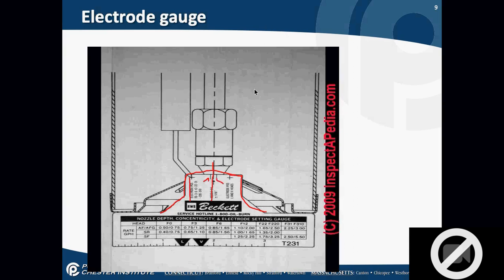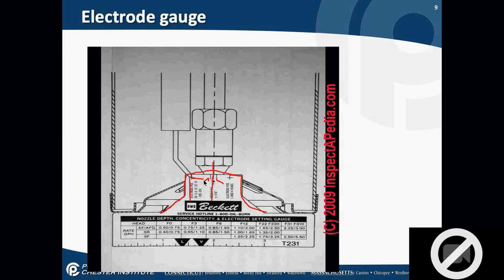So we're talking about 3 measurements of electrodes. We have the distance above the center line of the nozzle, that's how high they are. We have the distance between the 2 points of the electrodes. And then we have how far out in front of the nozzle it is, which is that line right there. So there's 3 electrode lines.